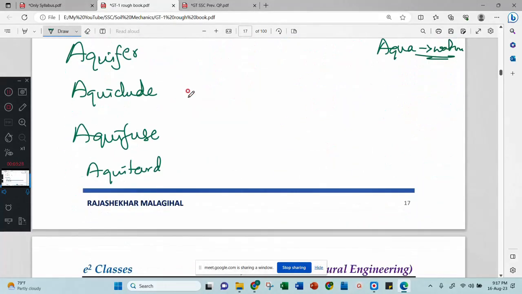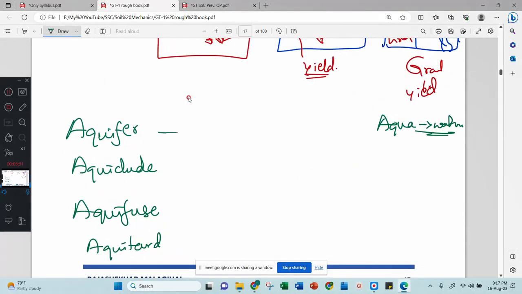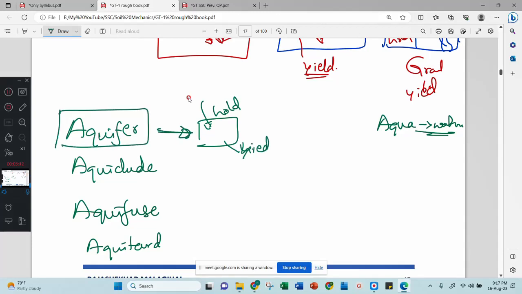Now, based on these things, say for example, if any soil is there, that soil will hold also and yield also. Then that is called as aquifer. A very smart person will hold the knowledge and he will yield also. All of you are preparing for exam. You should be like aquifer. Now you are absorbing the knowledge. Then in the exam hall you have to yield the knowledge. That's why you are called as aquifer. Good students are like aquifer.